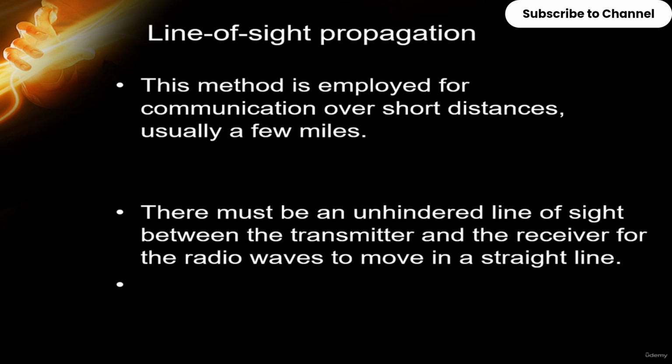In line of sight propagation, this method is used for very short distances, say a few miles. There is an underlying line of sight between the transmitter and the receiver for the radio waves to move in a straight line. The capacity of line of sight propagation depends on the signal over a small distance, which is one of the advantages. The drawback here is the signal's range might be reduced when it passes through tall buildings, hills or trees. So this is the problem with line of sight propagation.